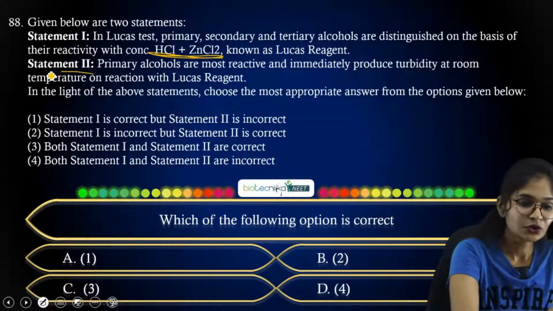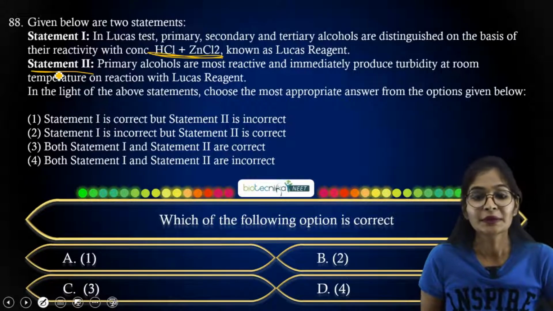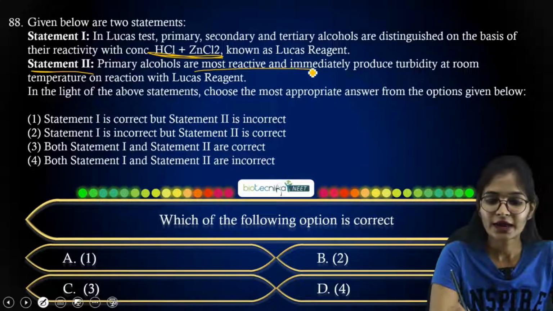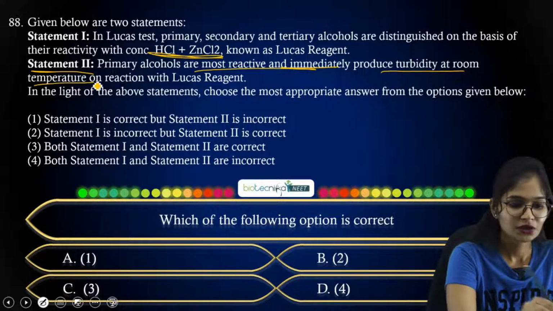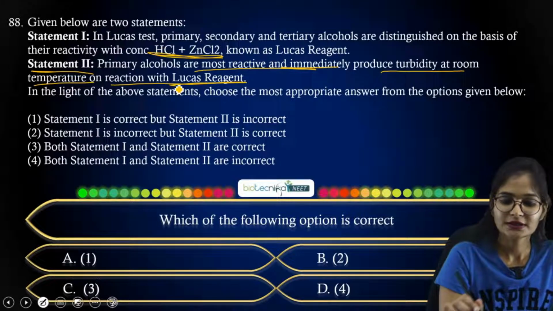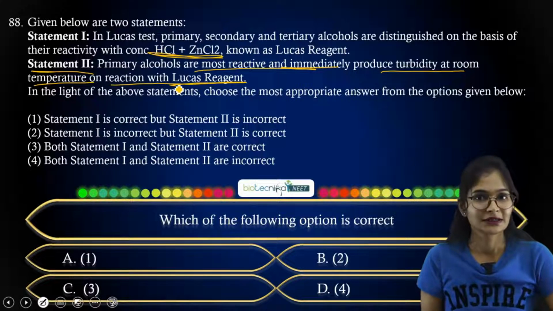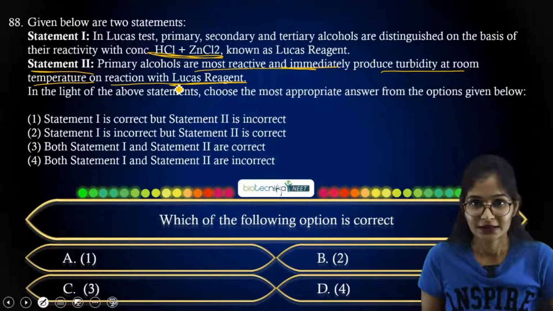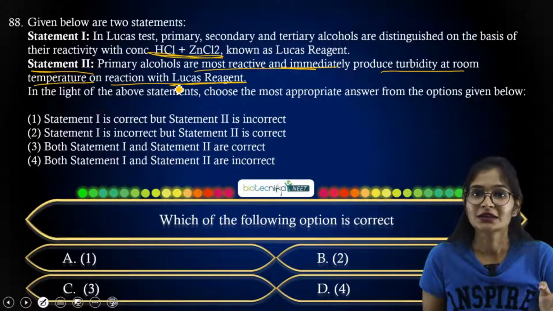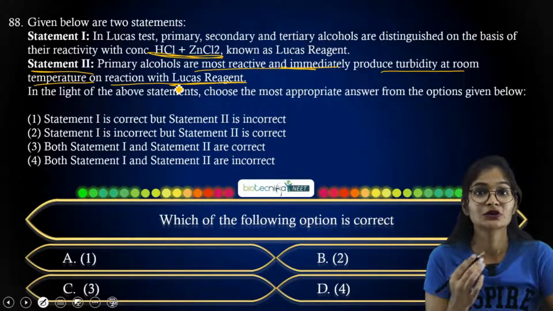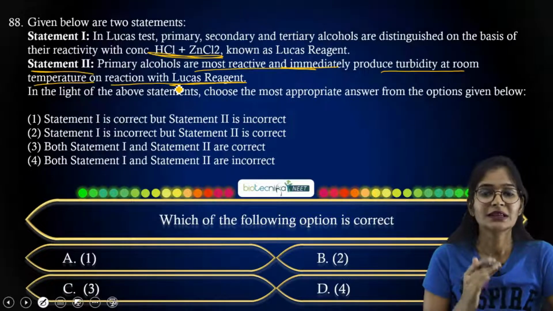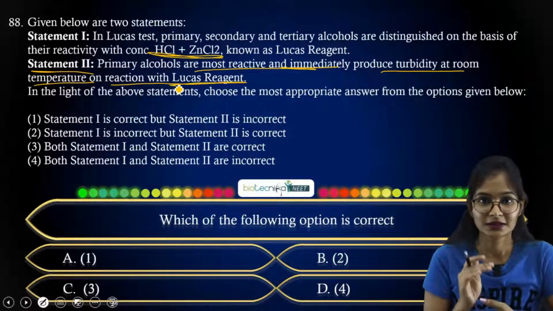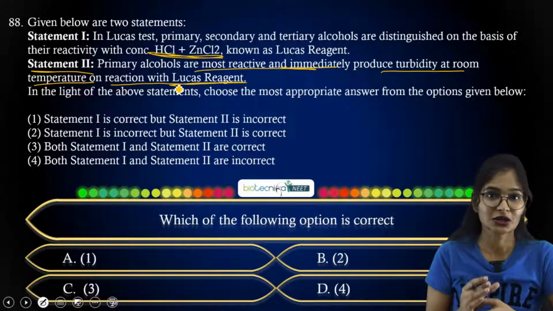And statement 2 follows like this: primary alcohols are most reactive and immediately produce turbidity at room temperature on reaction with Lucas reagent. So overall, whenever we consider the Lucas test for distinguishing alcohols, primary, secondary and tertiary alcohols can be distinguished based on their turbidity formation. When the turbidity appears immediately in a test tube, then we can say that it might be a tertiary alcohol, right?